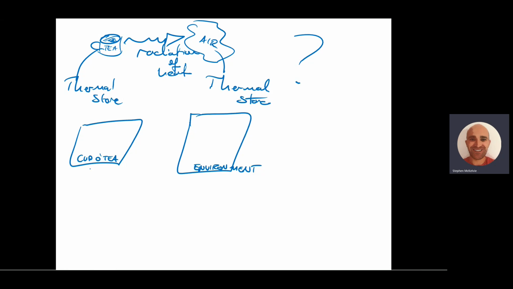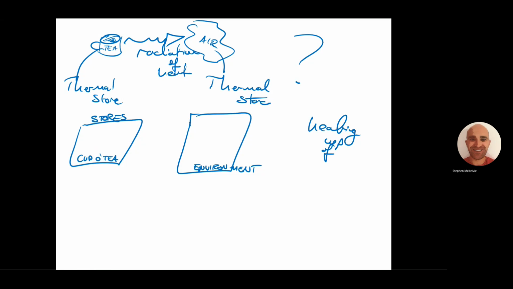Now, inside the boxes, we're going to write the stores. What kind of energy stores are going to be used to make something happen? The action that's happening now is the heating up of air from the tea. So I've got my system, my cup of tea, and my environment, the surroundings, the air that's all around the cup of tea.